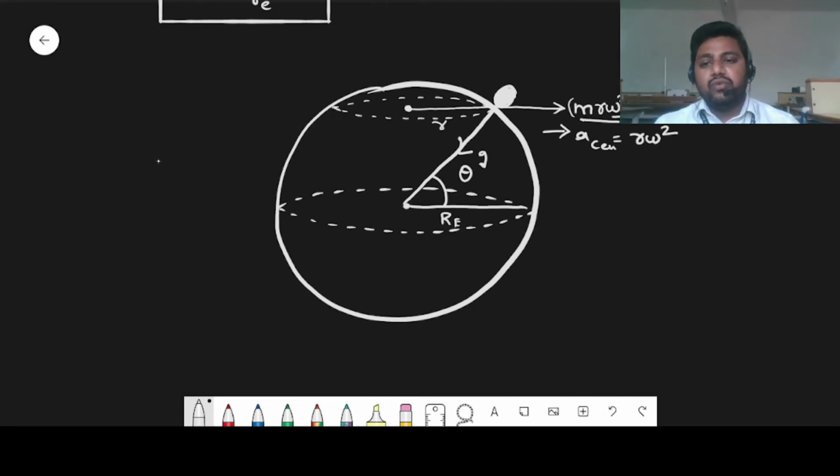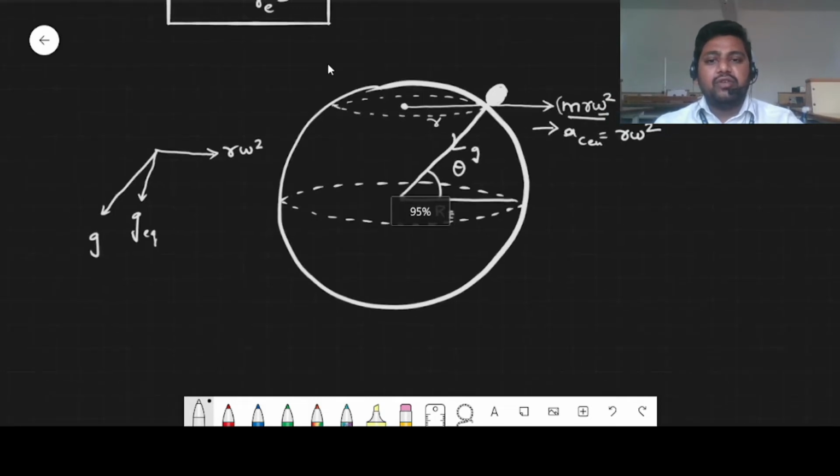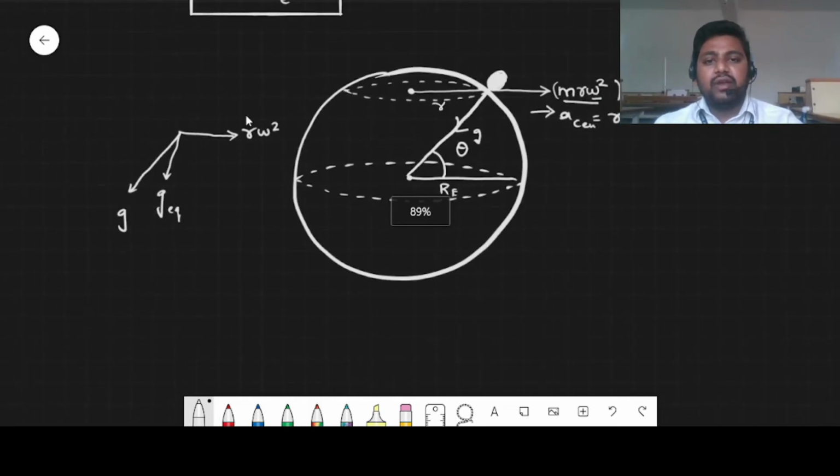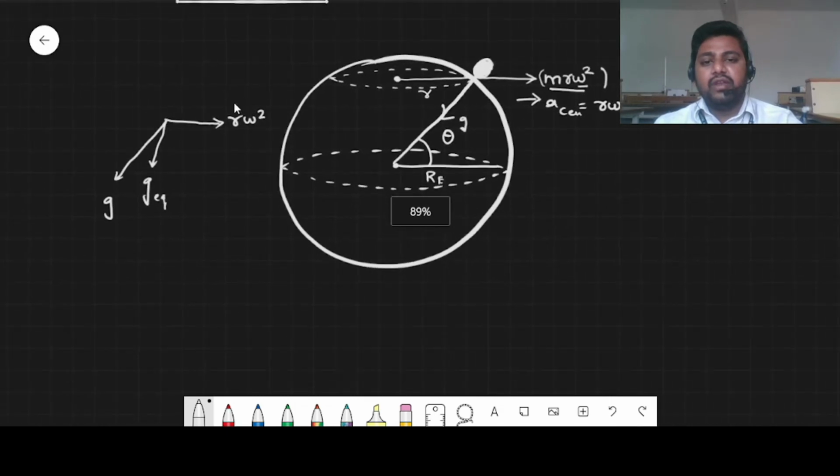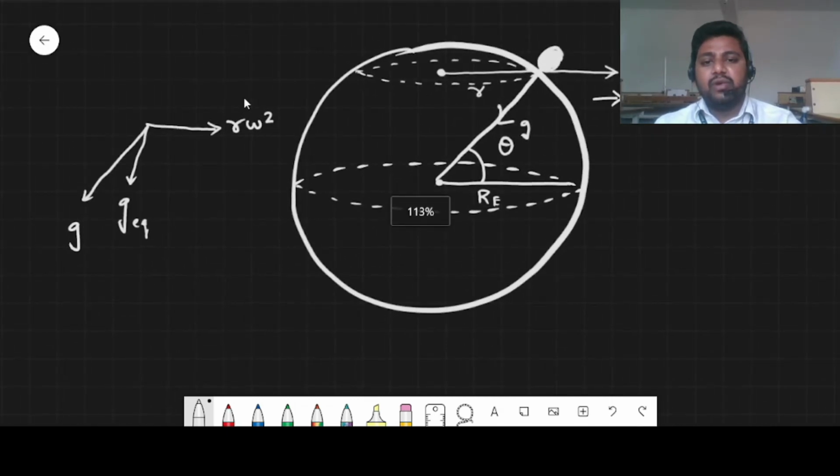So we are having two vectors. One is in this direction and the other one is in this direction, which is r omega square. Now the net acceleration due to gravity, g effective, will be somewhere here. So how do we find the net acceleration due to gravity? We can use the general vector addition formula.